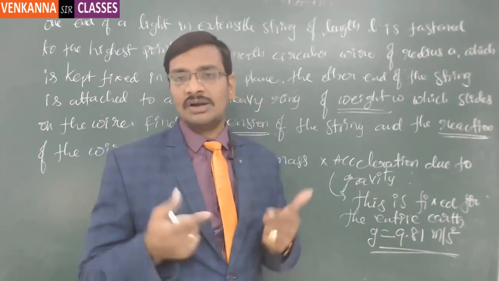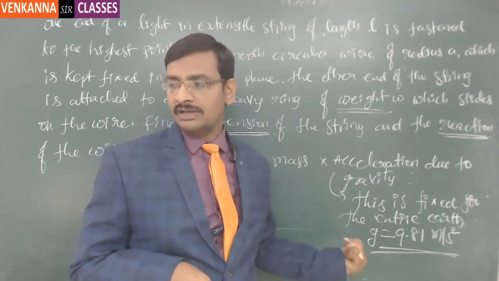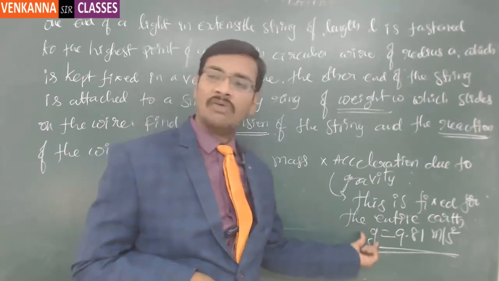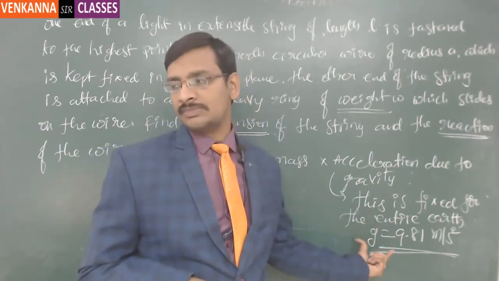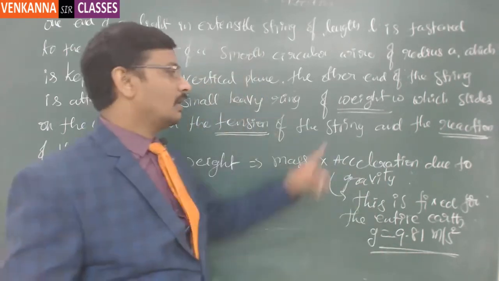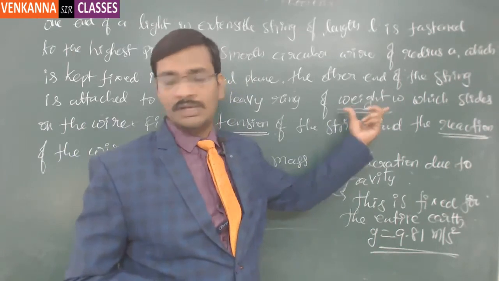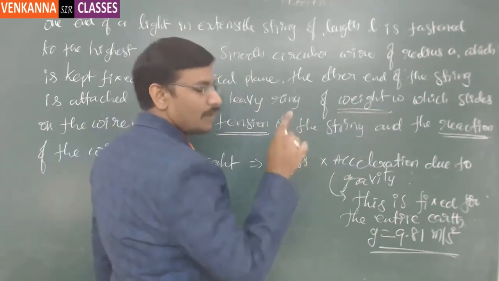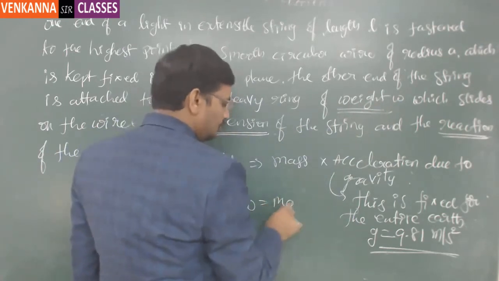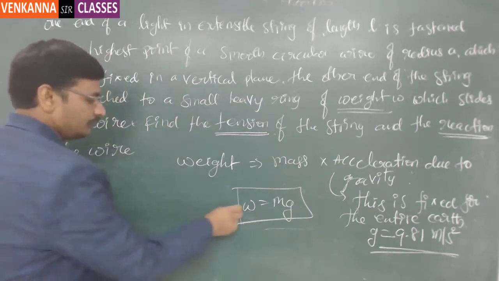Change in the velocity is called acceleration, and that acceleration is caused by gravity. Gravity means the earth's influence on the mass. So that is equal on all the masses, and that value is 9.81. Now, if you take one particular ring, say there is a ring of weight W. That means this ring has a mass of m and it has a weight which is equal to m into g.